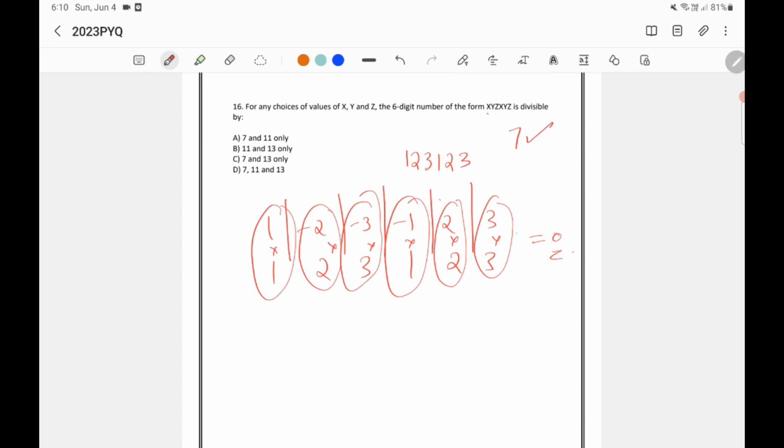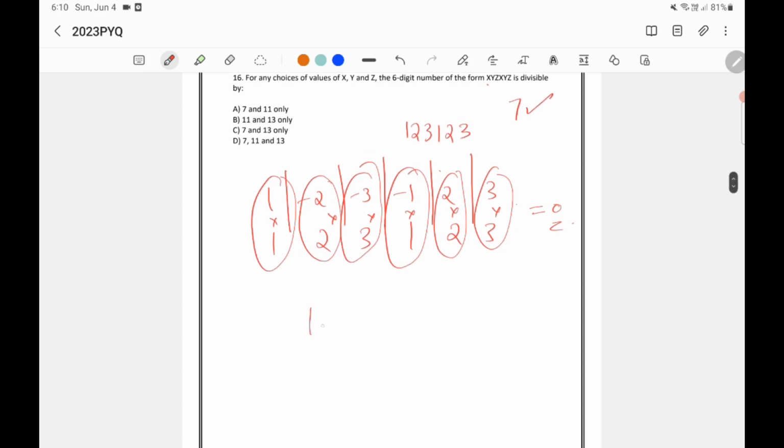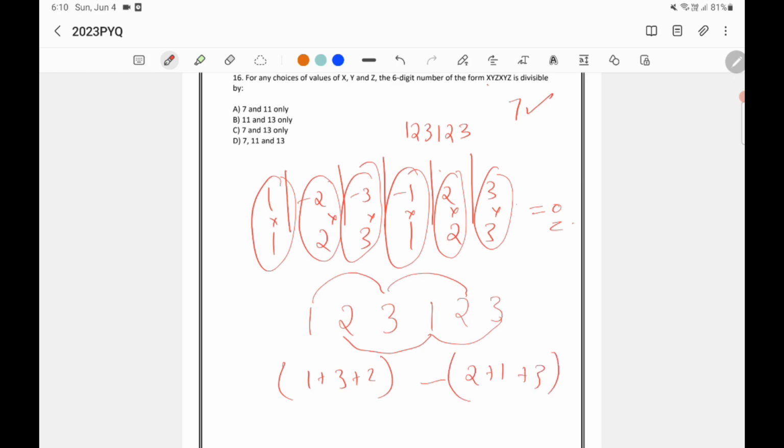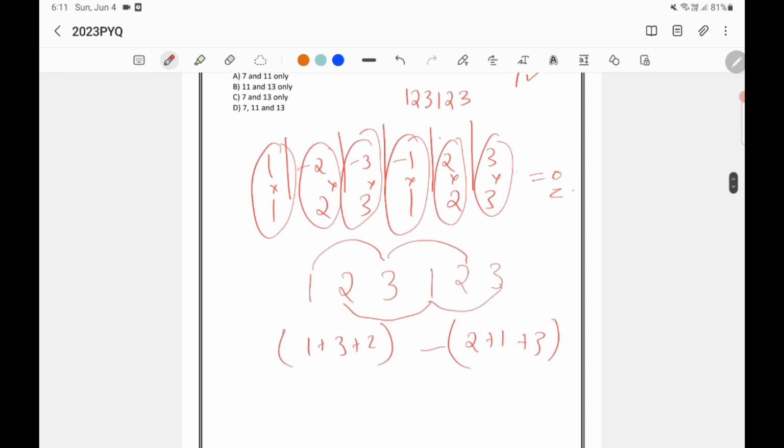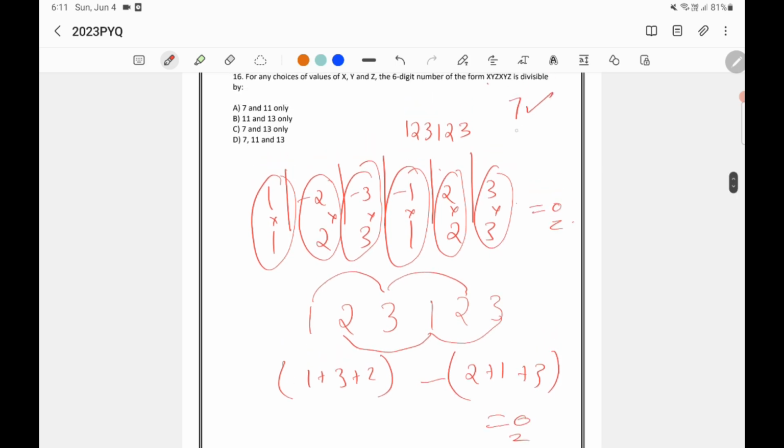Now for 11, we have to apply the divisibility rule for 11. For 11, what we need to do? We need to add the alternate numbers. So here 1 plus 3 plus 2, minus 2 plus 1 plus 3. So 1 plus 3 plus 2 is 6. 2 plus 1 plus 3 is also 6. 6 minus 6 is 0. So if you get 0 or a multiple of 11, then it's going to be a multiple of 11. So 1, 2, 3, 1, 2, 3 is also a multiple of 11.